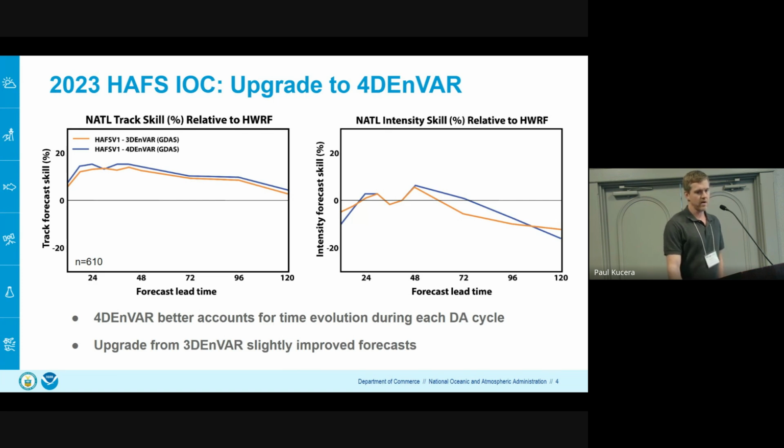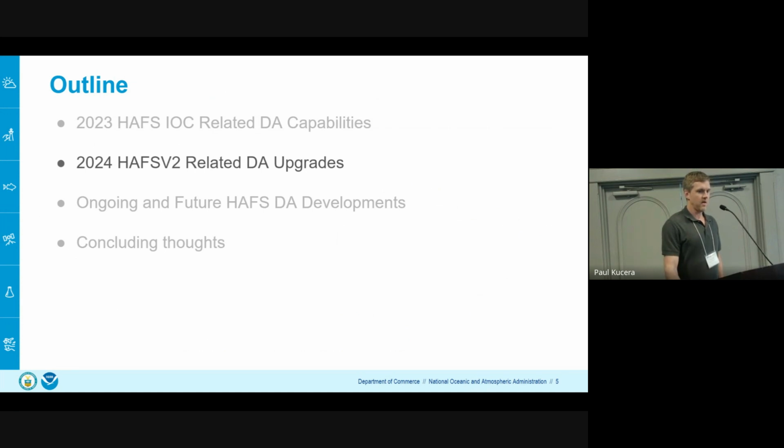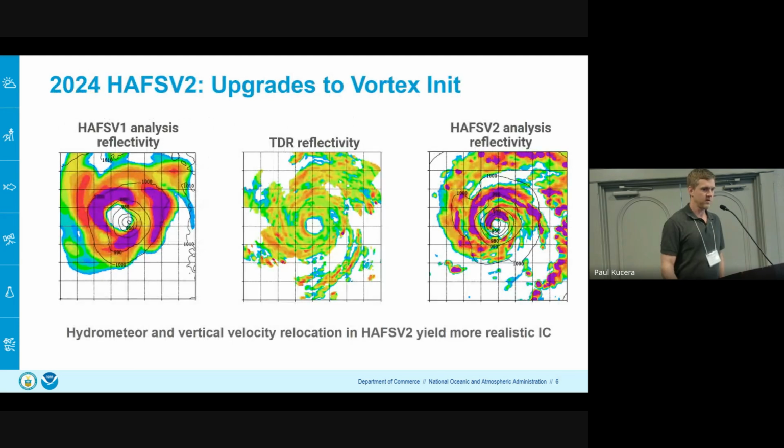So 4D En-Var better accounts for the time evolution of what's going on in terms of the covariance within each cycle. So there should be some inherent improvement there. And there is. It's not a huge bump, but it's definitely incremental in the right direction. So that was kind of the big DA upgrade we had in the IOC. We've had several more in HAFS V2.